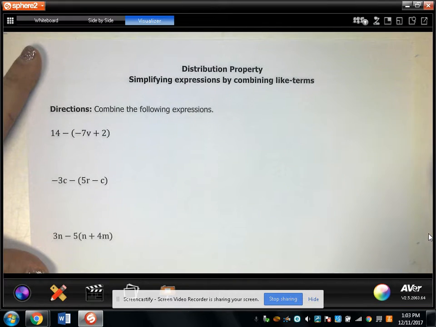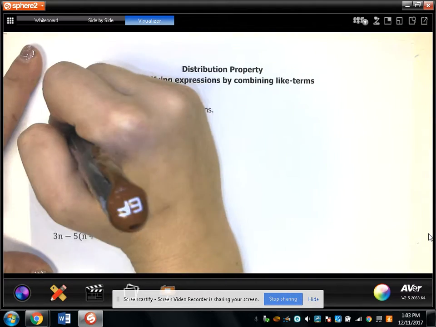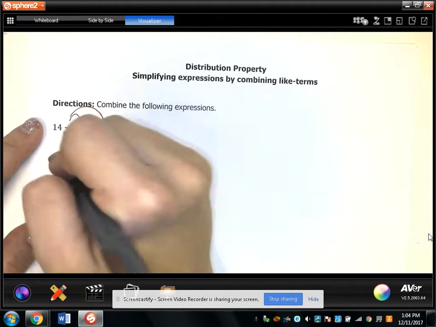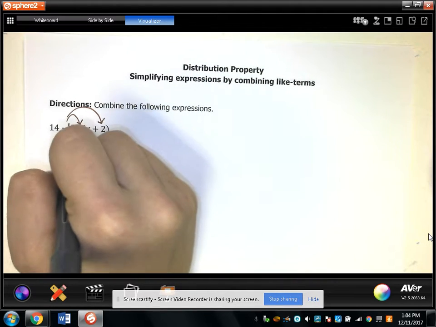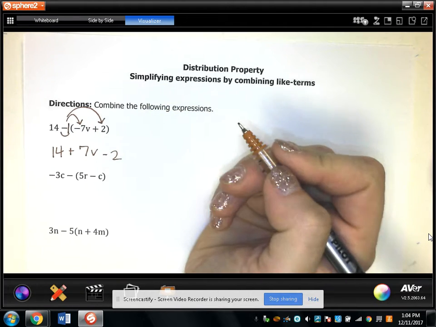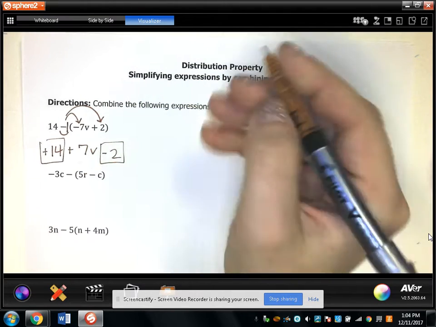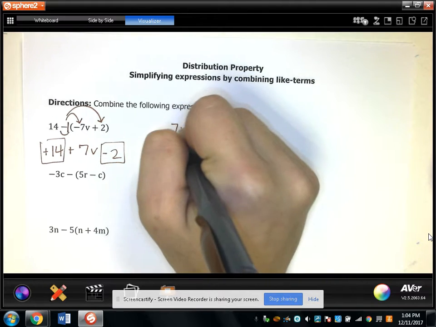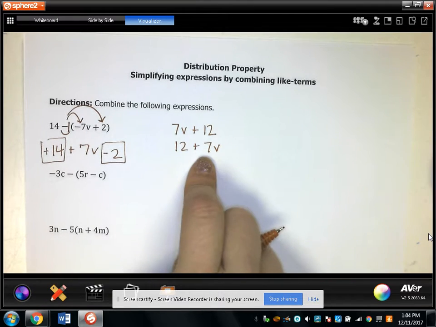So one way that you can show this is turn your subtraction into a negative 1, and then distribute that negative 1 to every term inside of your parentheses. So the 14 stays the same, and you're left with negative 1 times negative 7v. Negative times negative is a positive 7v, and a negative 1 times 2, which is negative 2. Now you can combine like terms. I have a positive 14 and a negative 2, so my answer could be 7v plus 12, or 12 plus 7v. Using the commutative property of addition, I can write the terms either way.